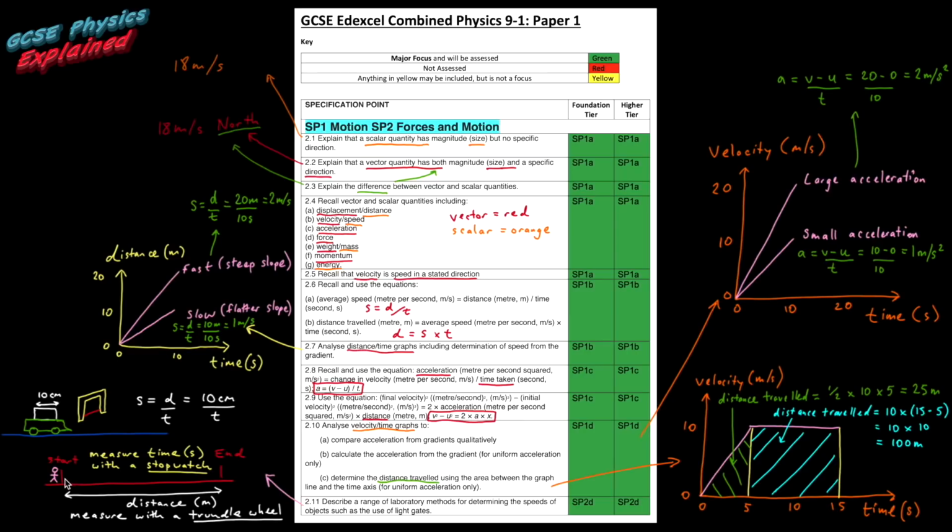Another way of getting the speed would be to have a start and an end, measure the distance with a trundle wheel, and measure the time with a stopwatch. Make sure that the distance is nice and big, so you don't have any problems starting and stopping the stopwatch in terms of human error due to reaction times.